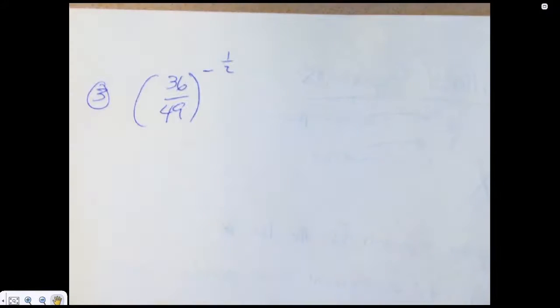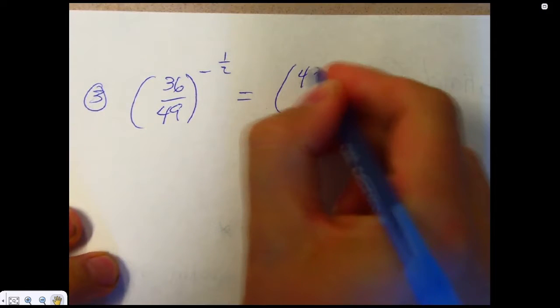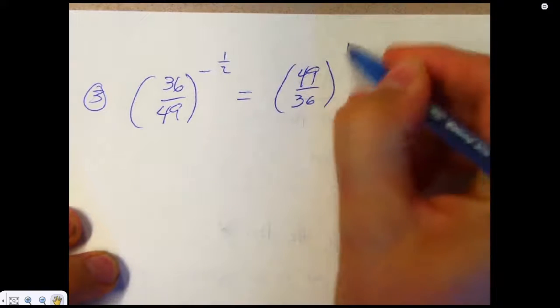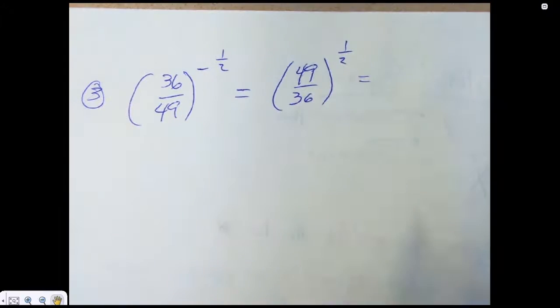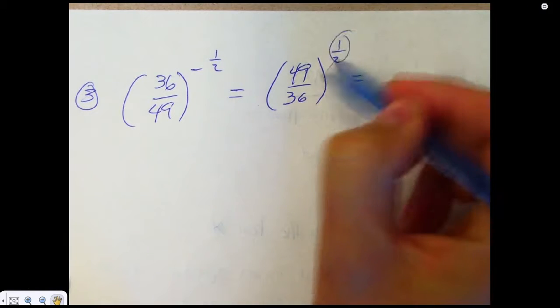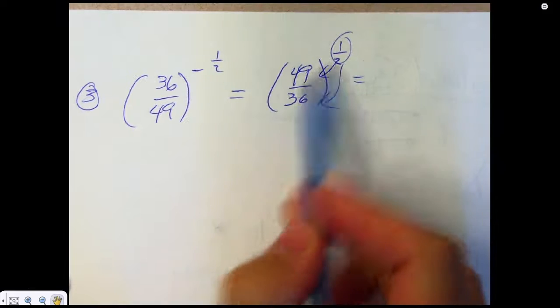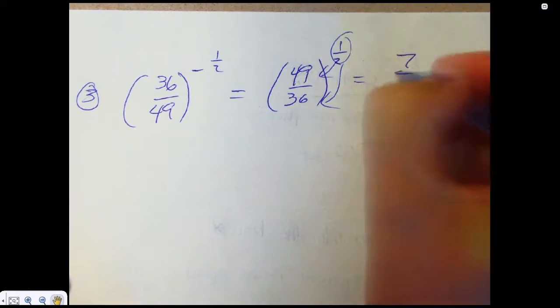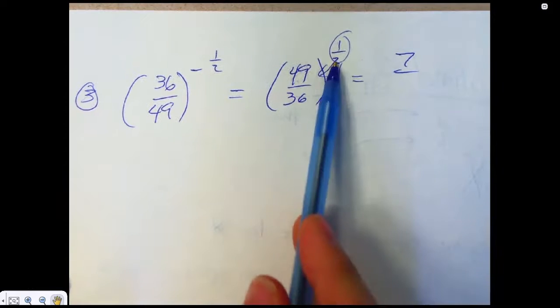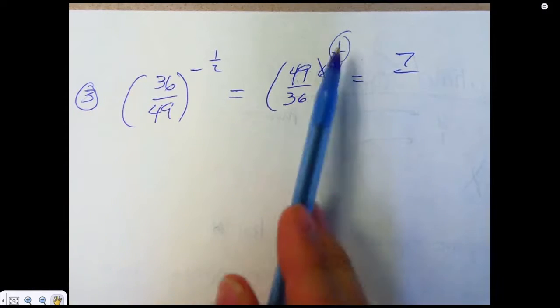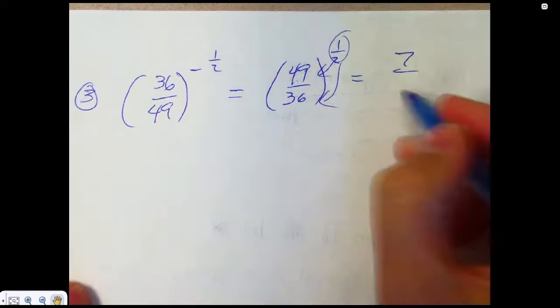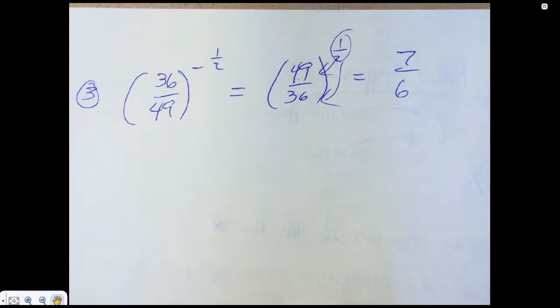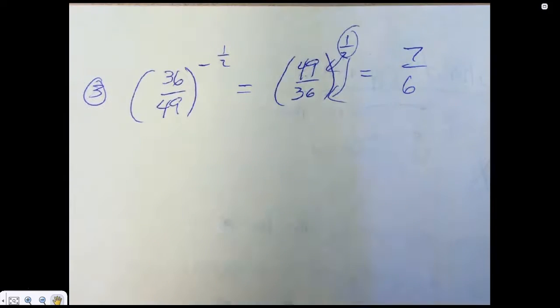So again, if there's a negative outside a fraction like that, the first thing I would want to do is get rid of it and say, well, this is really 49 over 36 to the 1/2, and then I'm applying this power to both pieces in there. So what is the second root of 49? It's 7, and then 7 to the first power is also 7. What is the second root of 36? That's 6, right? And then 6 to the first power will give you an answer of 7/6.